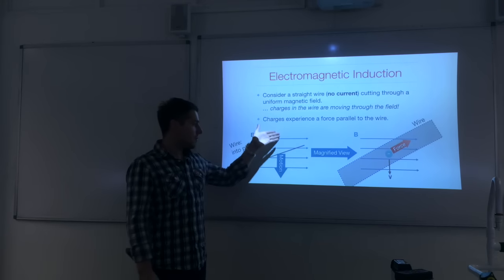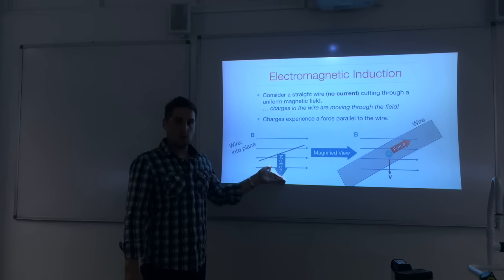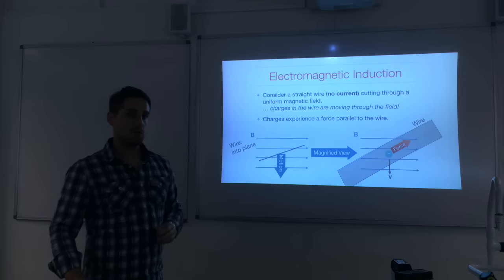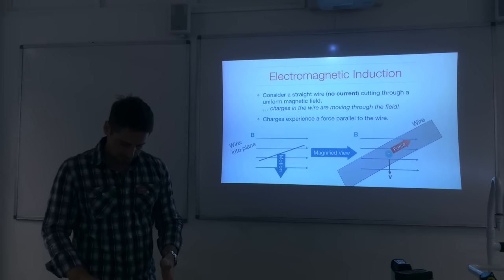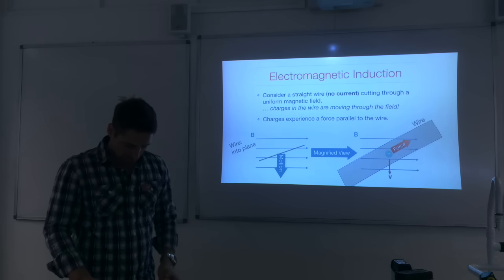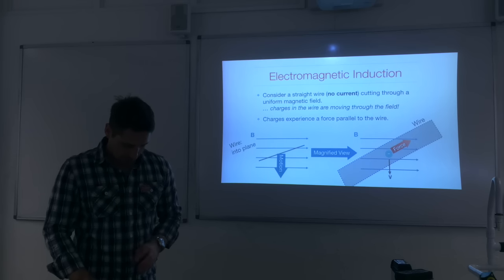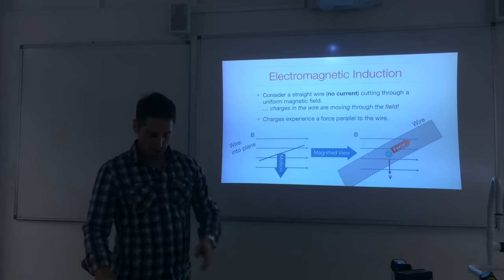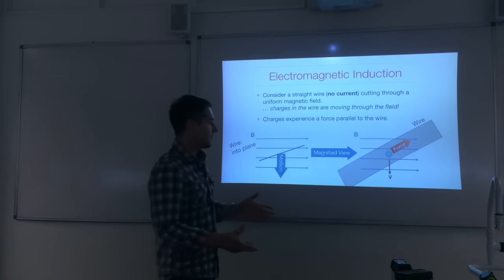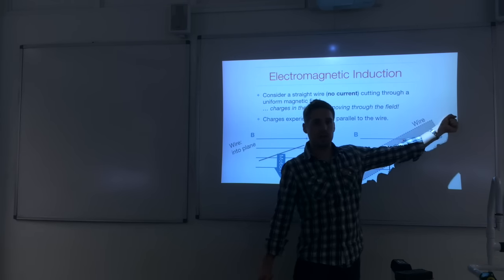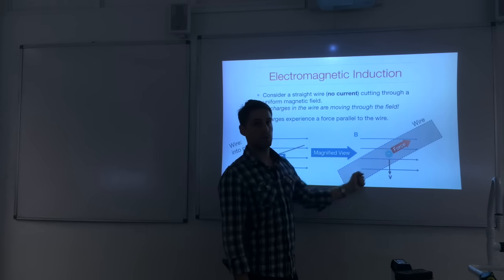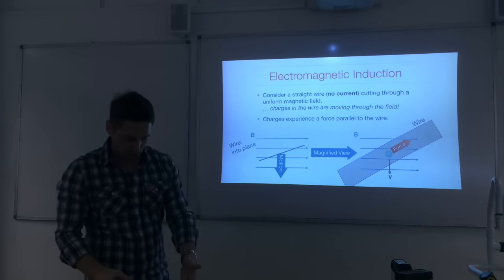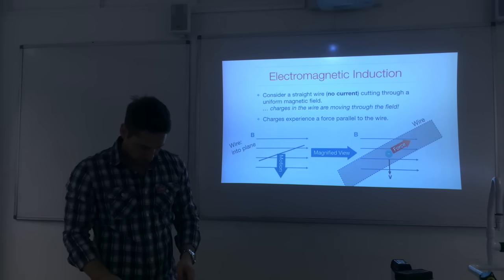Whenever you move your conductors perpendicular to the field, the charges in it will experience a force that is parallel to the wire. And that means that we're going to get a flow of charge along the wire, or electrons are all going to be forced up this end of the wire, leaving positive charges behind, so that will set up a potential difference. We've got an induced EMF in the wire.